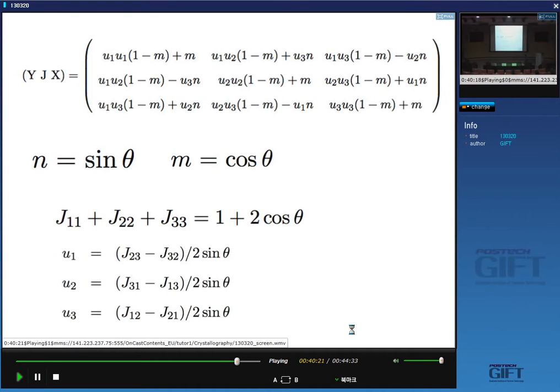Now, similarly, if I gave you a rotation matrix, you would be able to work out the axis and angle, because if I add up these terms here, that is simply 1 plus 2 cos theta, given that u1 squared plus u2 squared plus u3 squared is just 1. It's a unit vector. And similarly, you can derive the components, because component u1 here is element 2,3 minus element 3,2, divided by 2 sine theta.